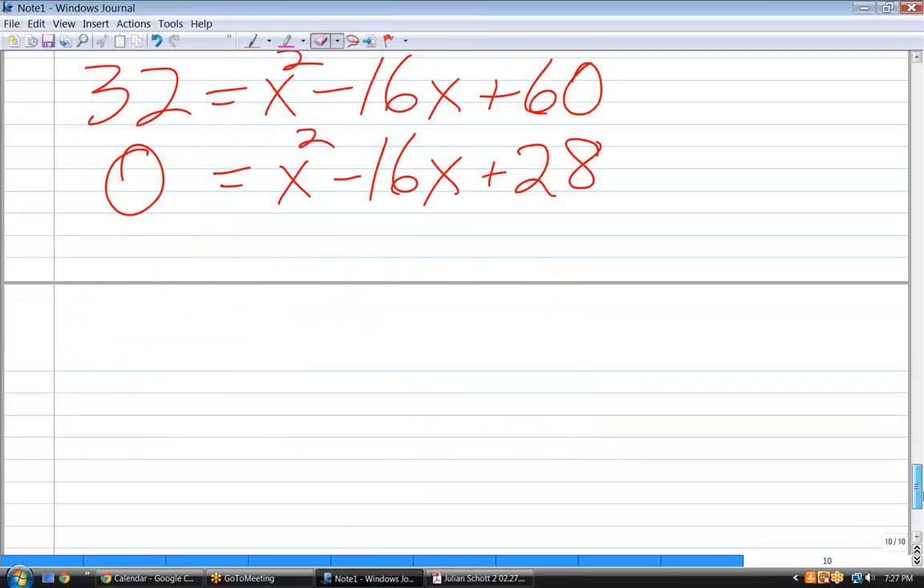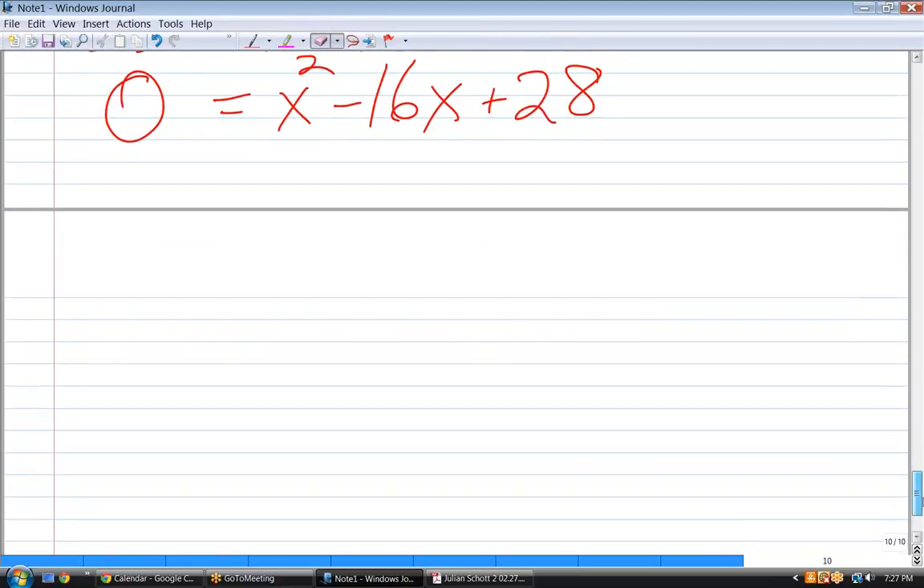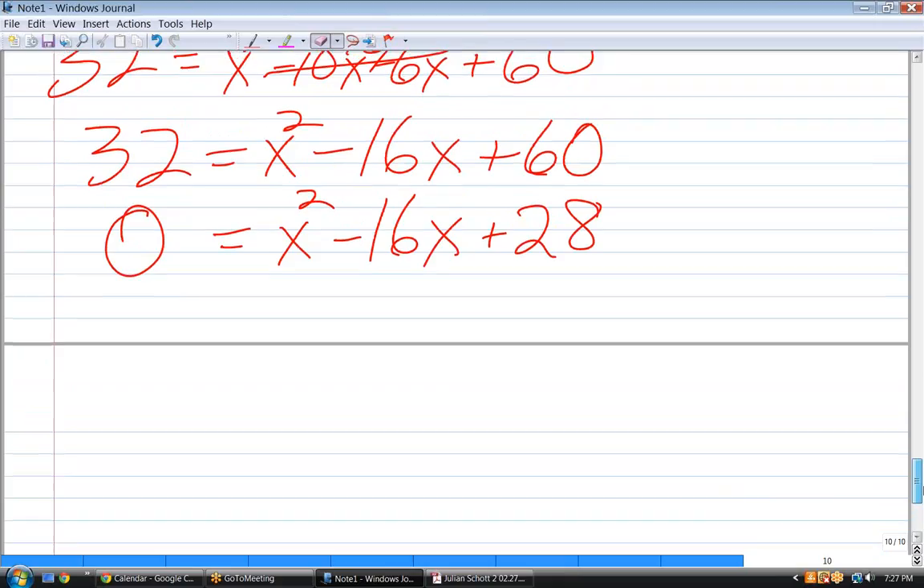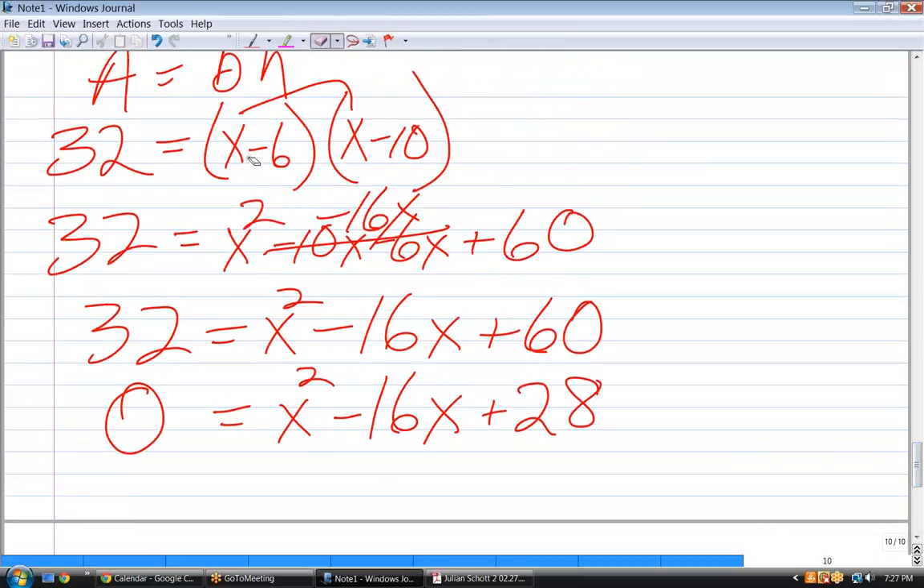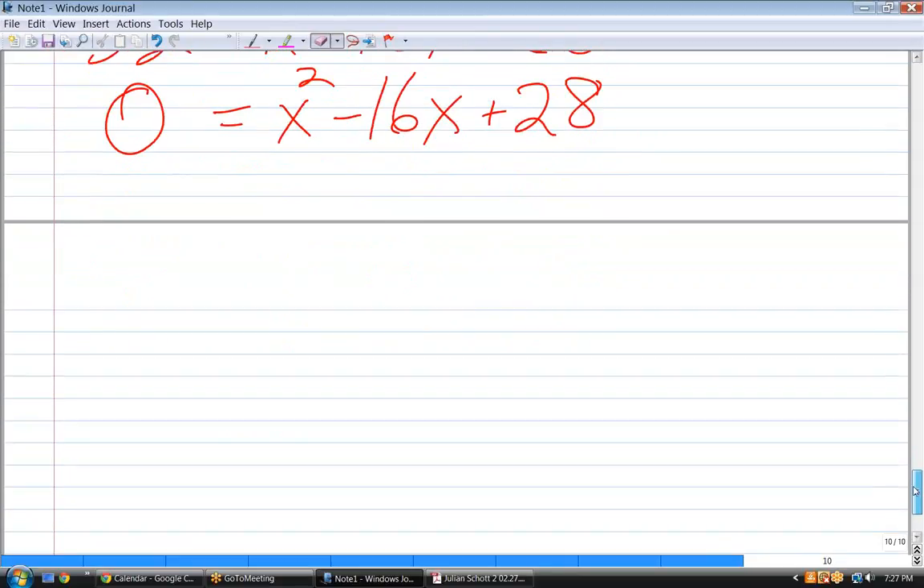Okay, now this is just one more thing to factor. In other words, our goal here is to solve for x. Once we solve for x, we'll know what the dimensions are, because the dimensions are x minus 6 times x minus 10. So we have to solve for x. This is different. We haven't looked at one that had a plus. So what's the first step?